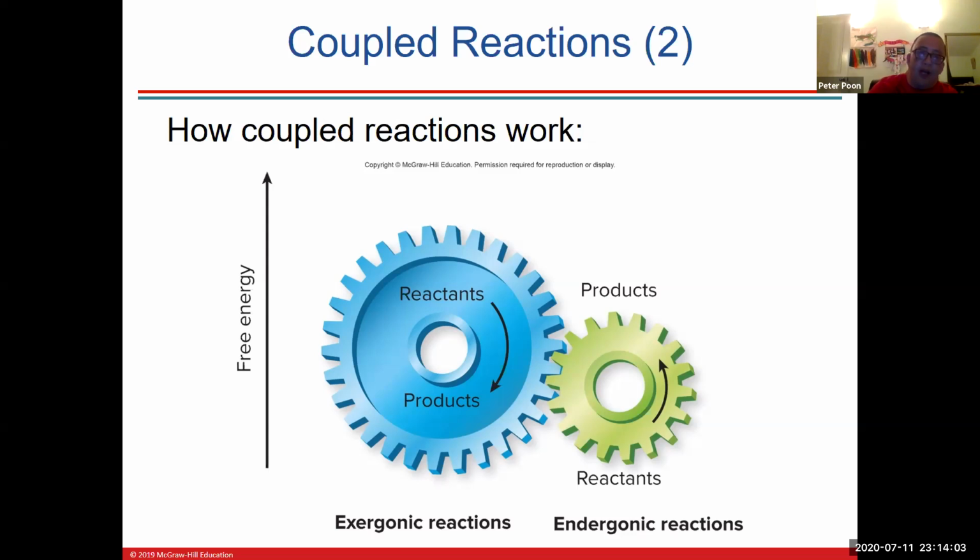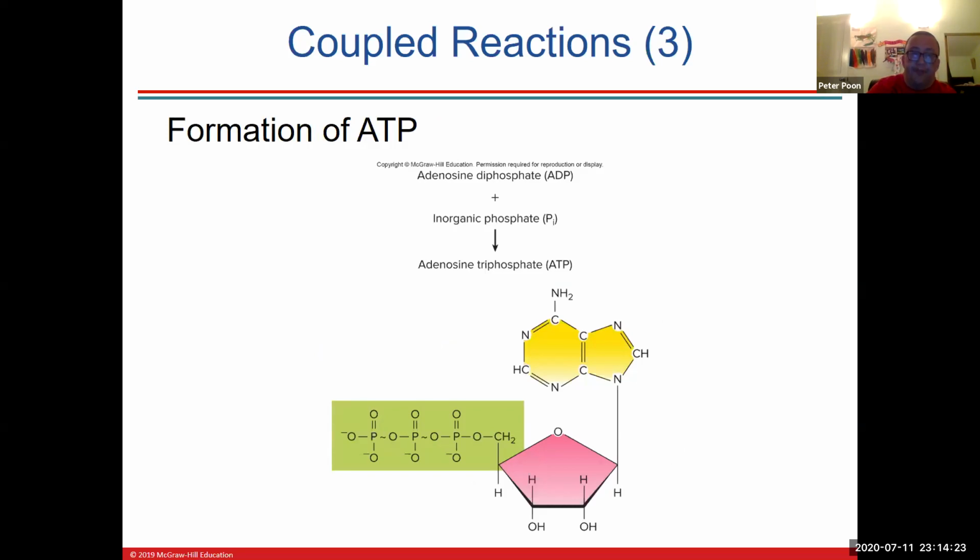So how do coupled reactions work? It isn't like we store a lot of ATP. We don't actually. We usually use it at the same time we make it. So these occur at the same time, like both wheels of a bicycle move at the same time. They're coupled.